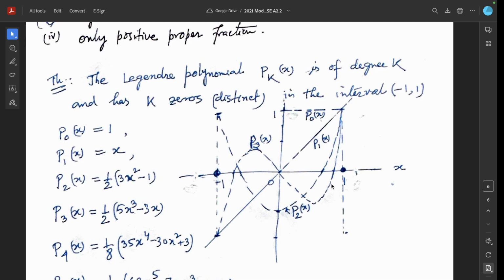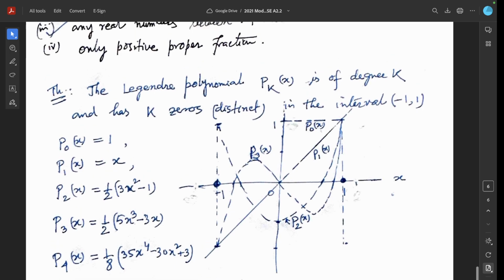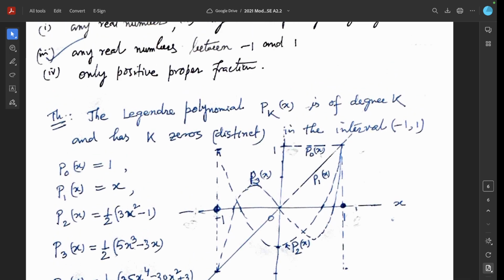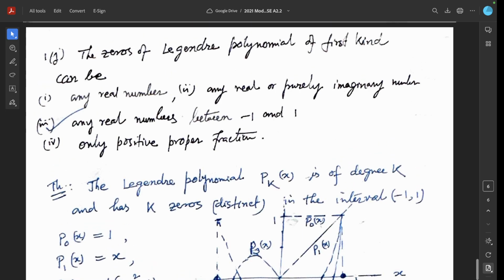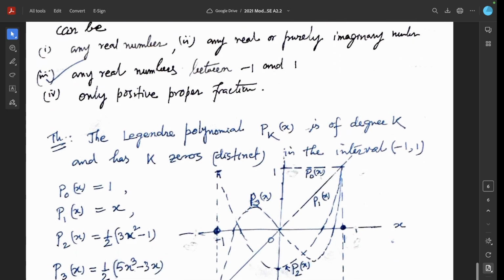And similarly we can find for P4(x), P5(x), and so on. So the correct option is any real number actually, between minus 1 and 1.